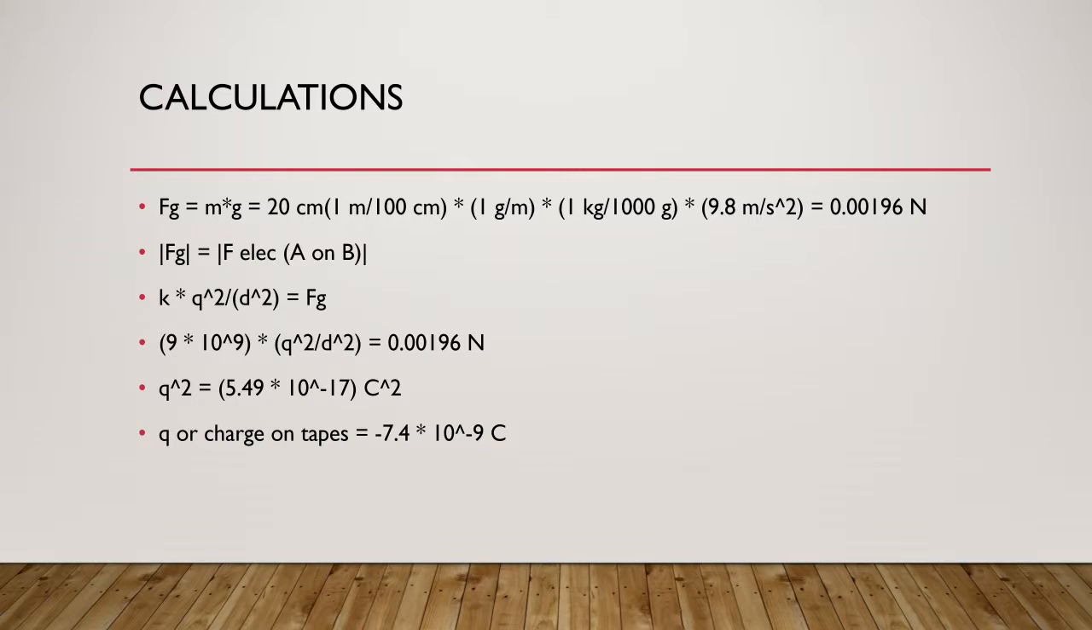These are the calculations that I did to determine what the charge on the tape should be if we are assuming that all the charge on the tape is centered in the middle of the tape as a point charge. I set the gravitational force to be equal to the electric force, and that will give us the expression k times q squared divided by d squared equals 0.00196 newtons. From there, just solve for q, and that will give negative 7.4 times 10 to the negative 9 coulombs, since my tapes were negatively charged.